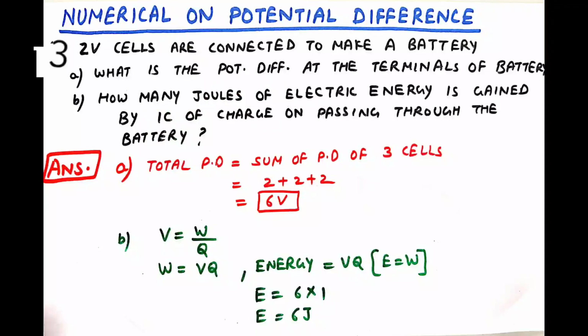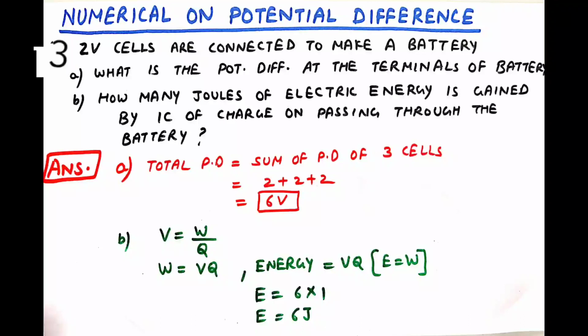As we know, total potential difference is equal to the sum of potential difference of all the cells, which are 3 in this question. So as the potential difference of one cell is 2 volts, for 3 cells it will be 2 plus 2 plus 2, that is 6 volts.